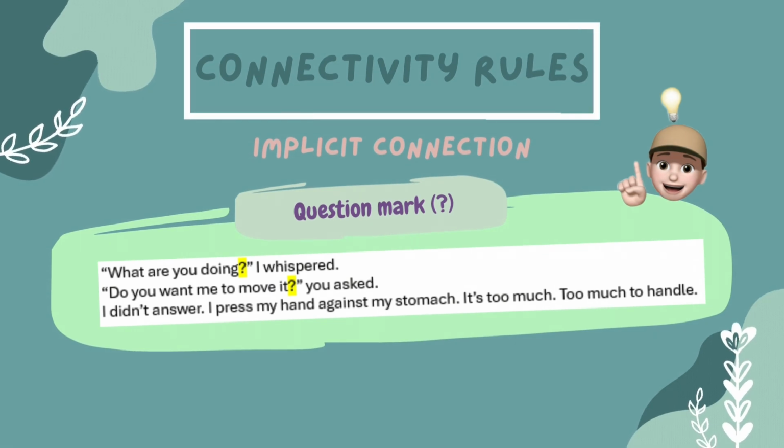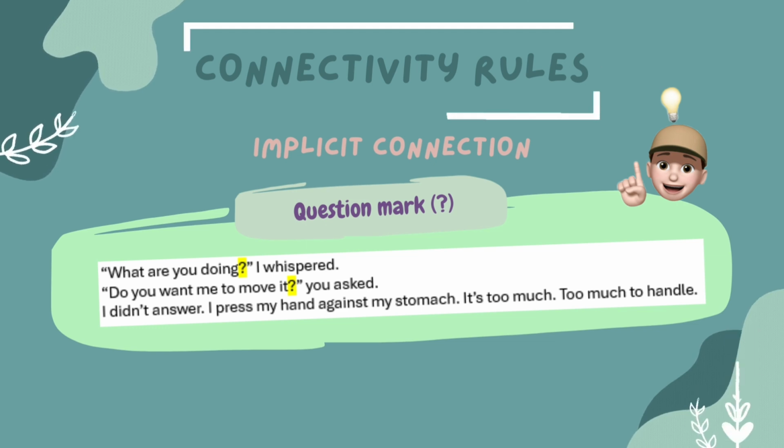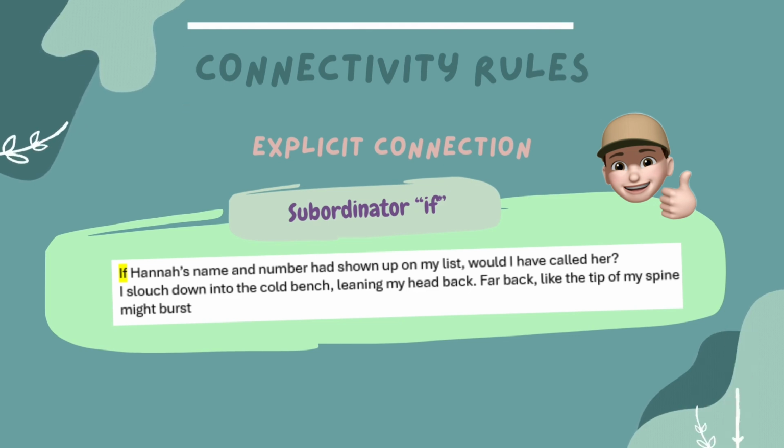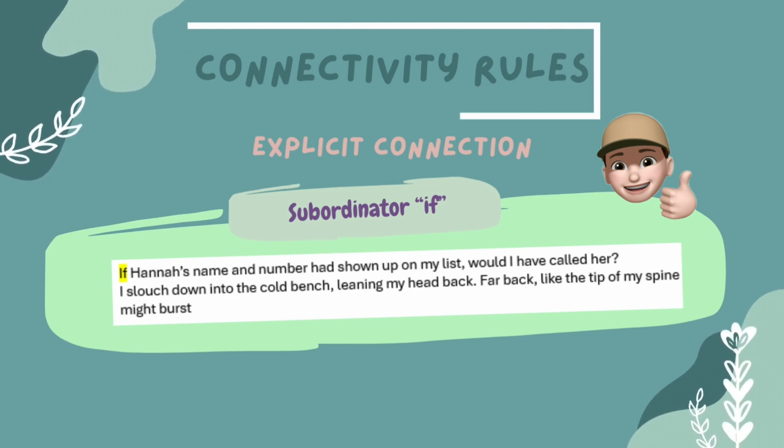For connectivity rules, there are implicit connections, such as the question mark, which in this example express a confusion. Finally, there are also explicit connections in this text. In this example, the subordinator "if" acts as an expression of condition. "If Hannah's name and number had shown up on my list, would I have called her?"